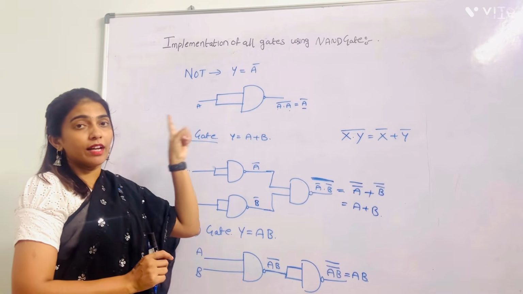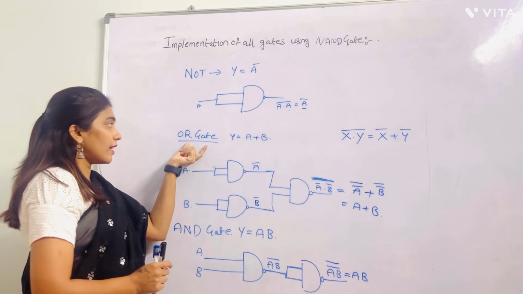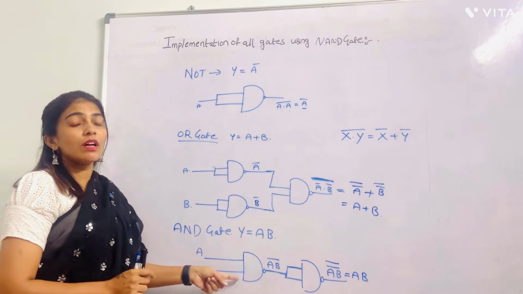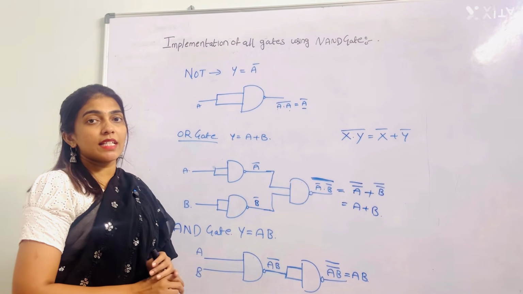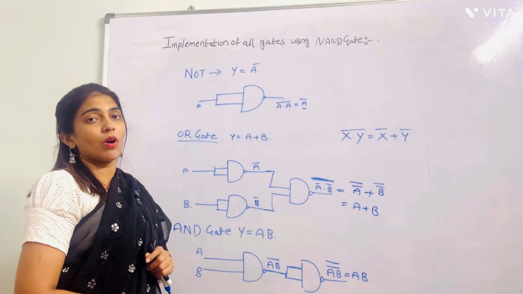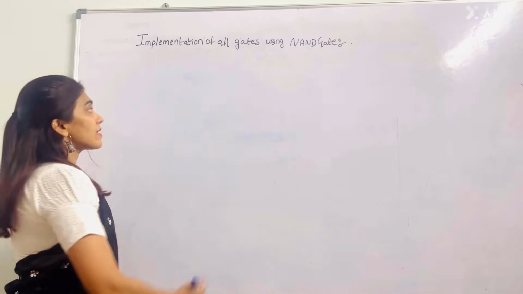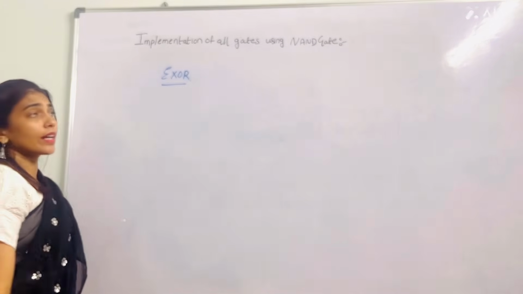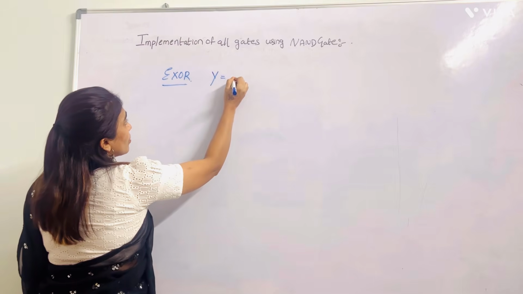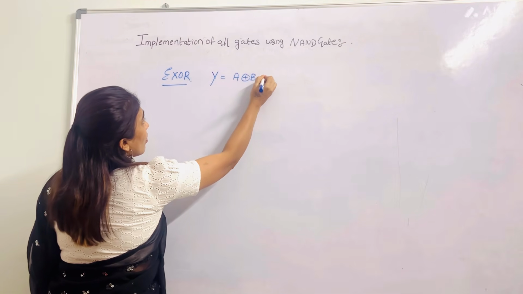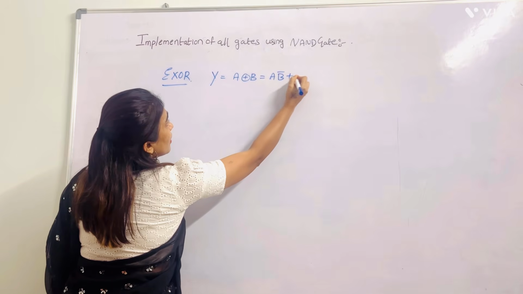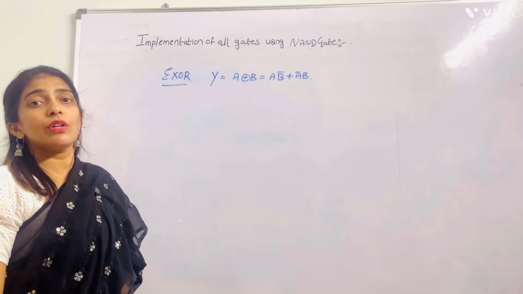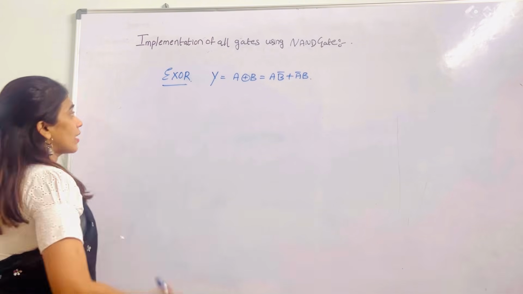Now tell me, for NOT gate, we use one NAND gate. For designing of OR gate, we use 3 NAND gates. For AND gate, we use 2 NAND gates. Next gates are exclusive OR and exclusive NOR gates. Next gate is exclusive OR gate, XOR gate. XOR gate logic function is y equals A XOR B. The formula of A XOR B is A B bar plus A bar B. For designing of XOR gate, we use 4 NAND gates. Okay, how to take the diagram.